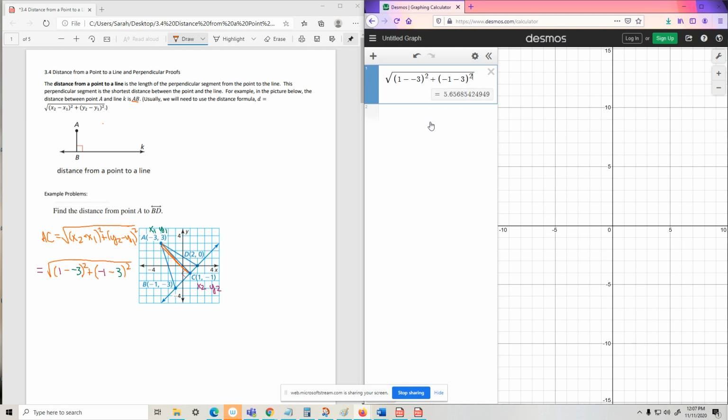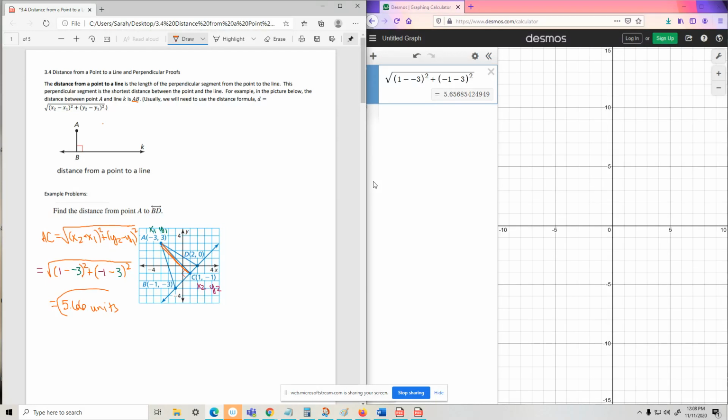In a lot of cases, you'll get a long decimal, and that's okay. We're going to round that to 2 decimal places. So we are going to say that the distance from point A to BD is going to be this number rounded to 2 decimal places, which is going to be 5.66 units when you round. Let's try one more like that.